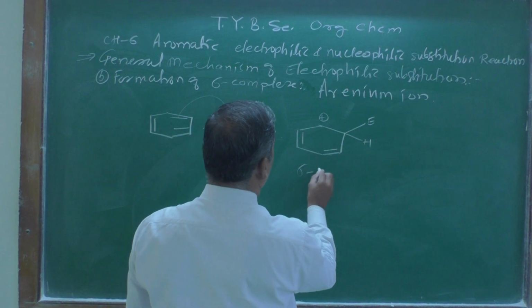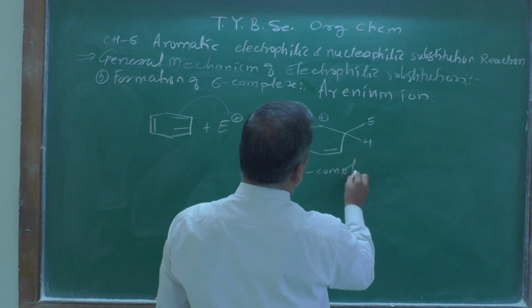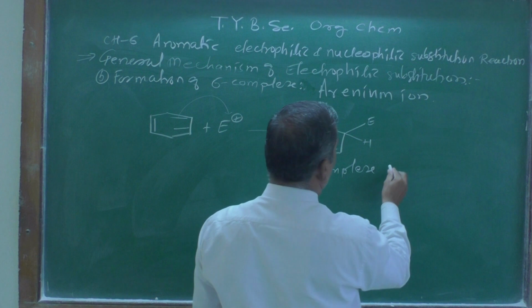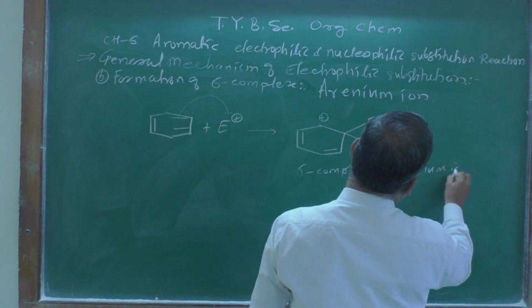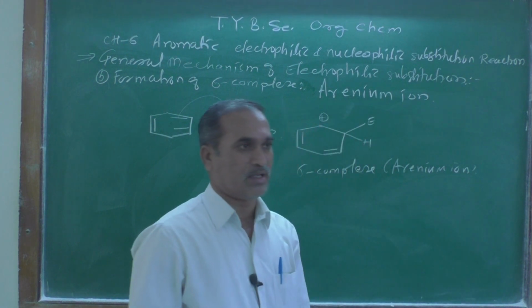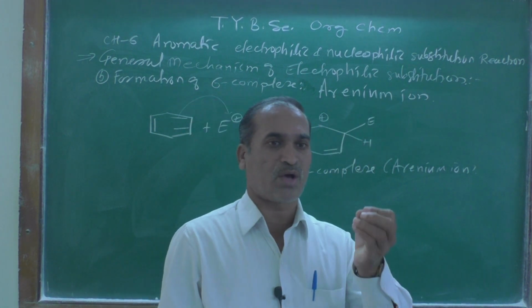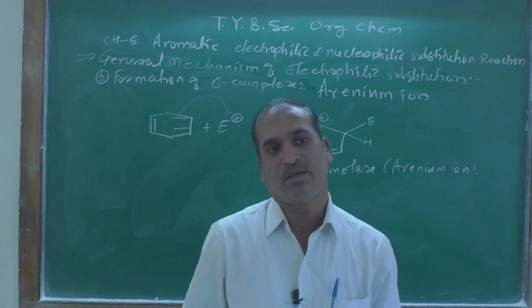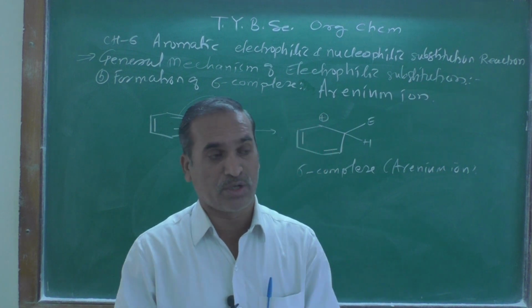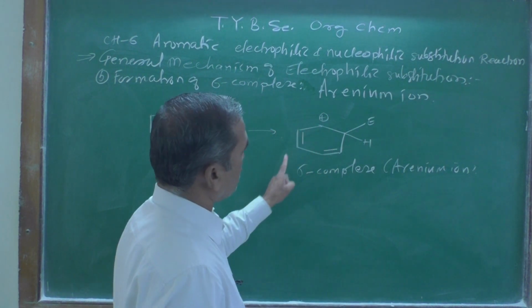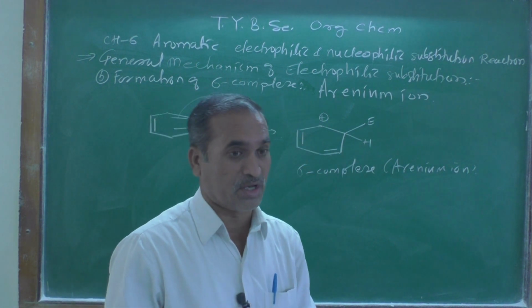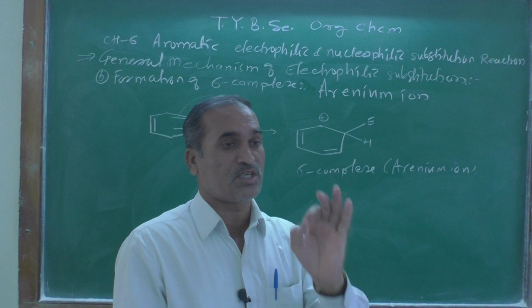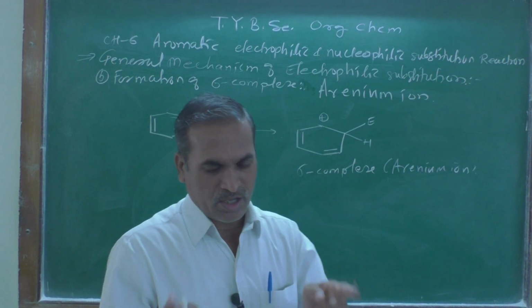This is called a sigma complex, or it is known as an arenium ion. This arenium ion is nothing but an aromatic carbonium ion, or carbocation, that you remember. Even though it is a sigma complex and non-aromatic in nature, it is stabilized due to resonance.